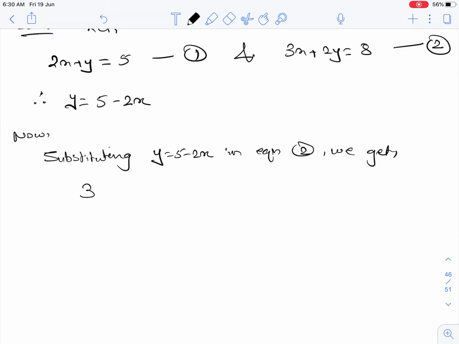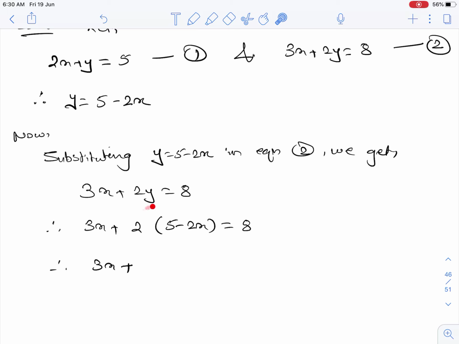so for that first we have to write equation number 2, 3x plus 2y equals 8. Therefore you will get 3x plus 2 into, now instead of this y we will use the value 5 minus 2x. So you will get 3x plus 2 into (5 minus 2x) equals 8. Now this 2 will multiply first with 5 and then with minus 2x. So you will get 2 fives are 10, minus 2 twos are 4x, equals 8.